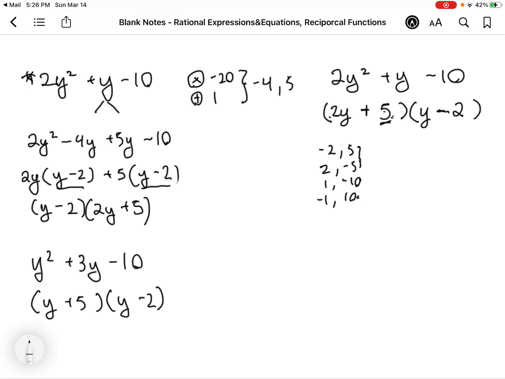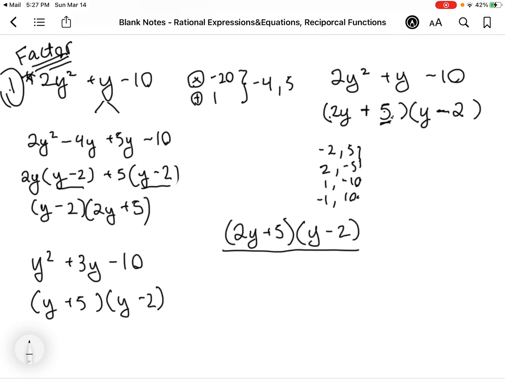Okay, so once you have them factored, I know I went on a bit of a tangent there, that's just step 1. Okay, this was all step 1. Factor. So now we have it factored, and what we have is numerator over denominator, 2y plus 5 over y minus 2 over y plus 5 times y minus 2. Okay, so that was all the first step.